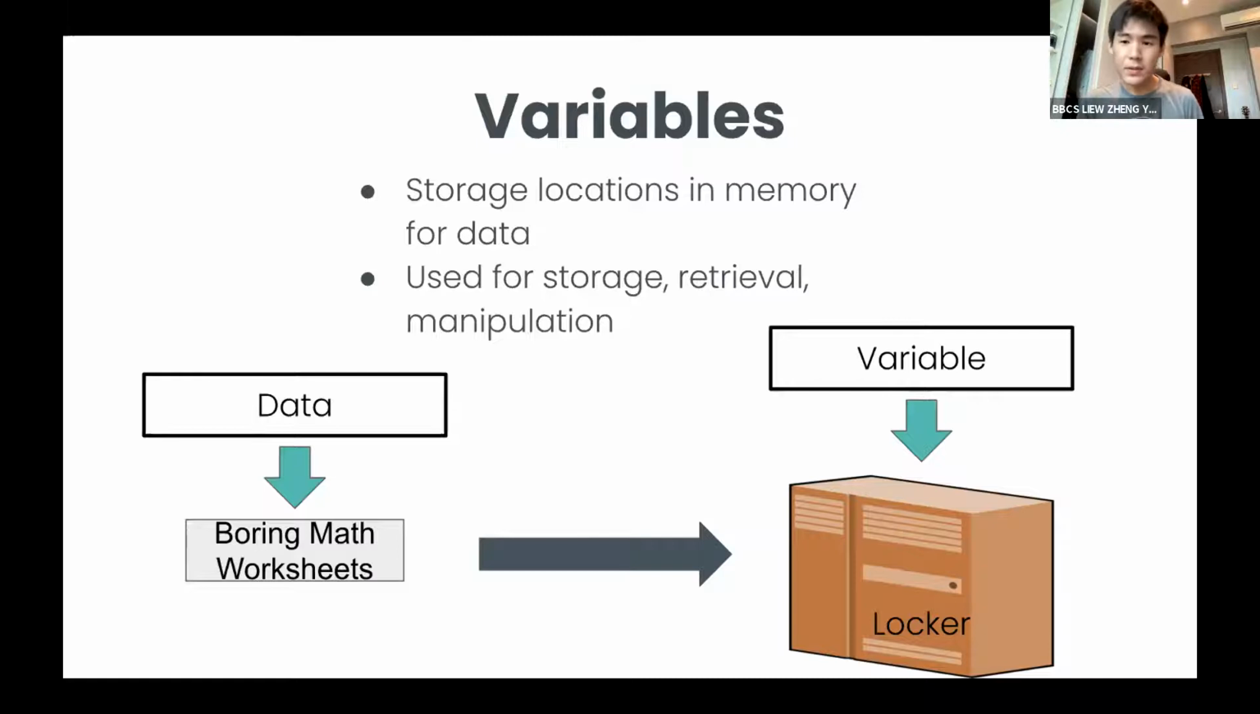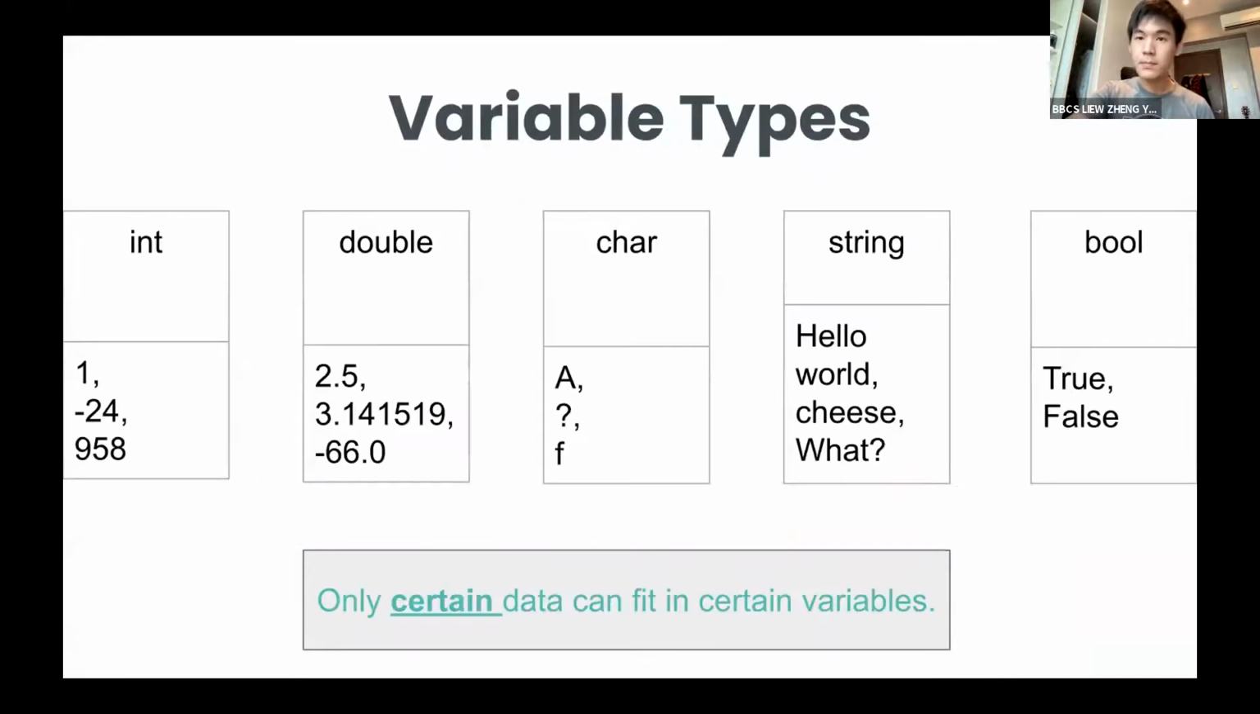In the previous example, the worksheets can be seen as the data, while the locker can be seen as the variable. With variables, you can store and retrieve data just like the worksheets and the locker, but you can also manipulate them, which I'll get into later. Here we have some commonly used variable types. For example, for integer, you'll have things like 1 or -24, 958. These are all whole numbers, or integers.